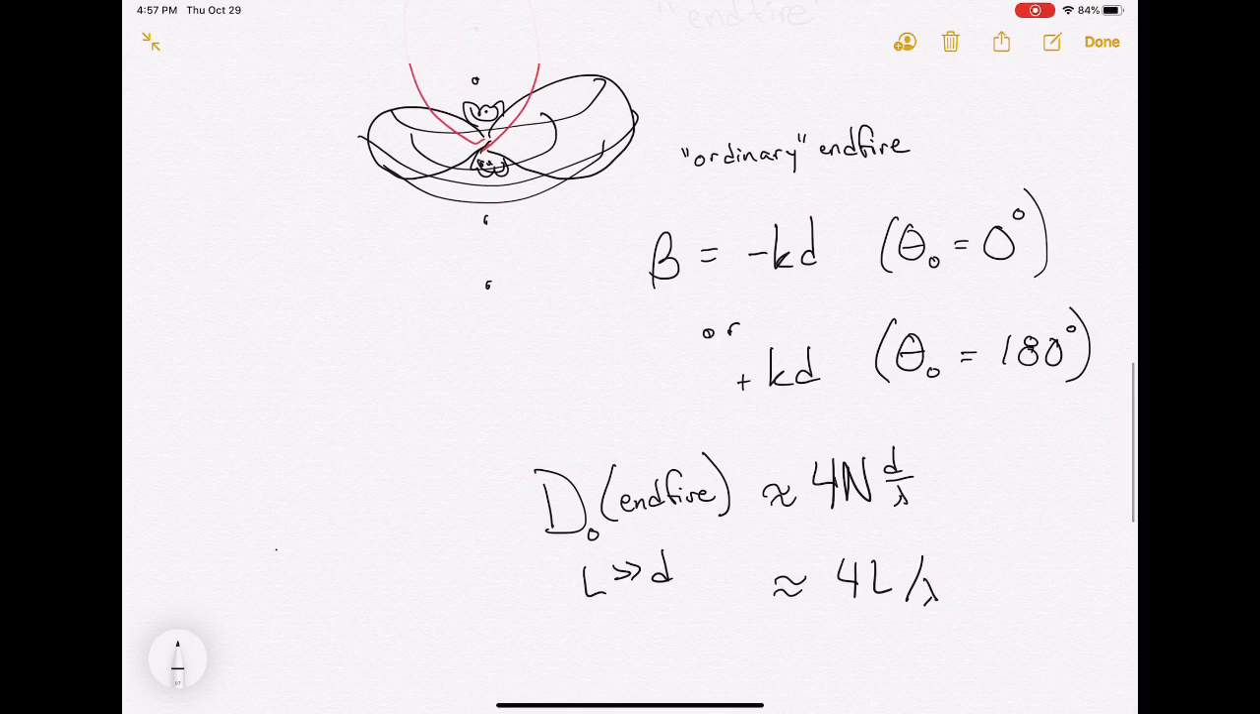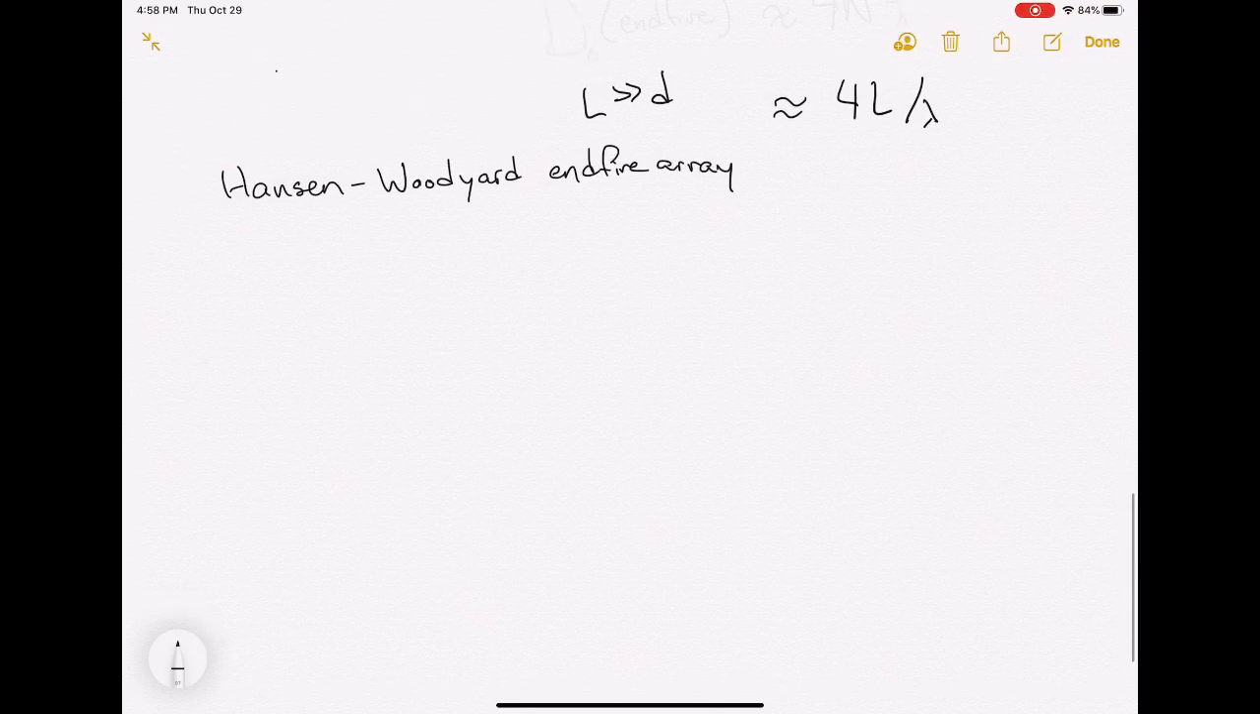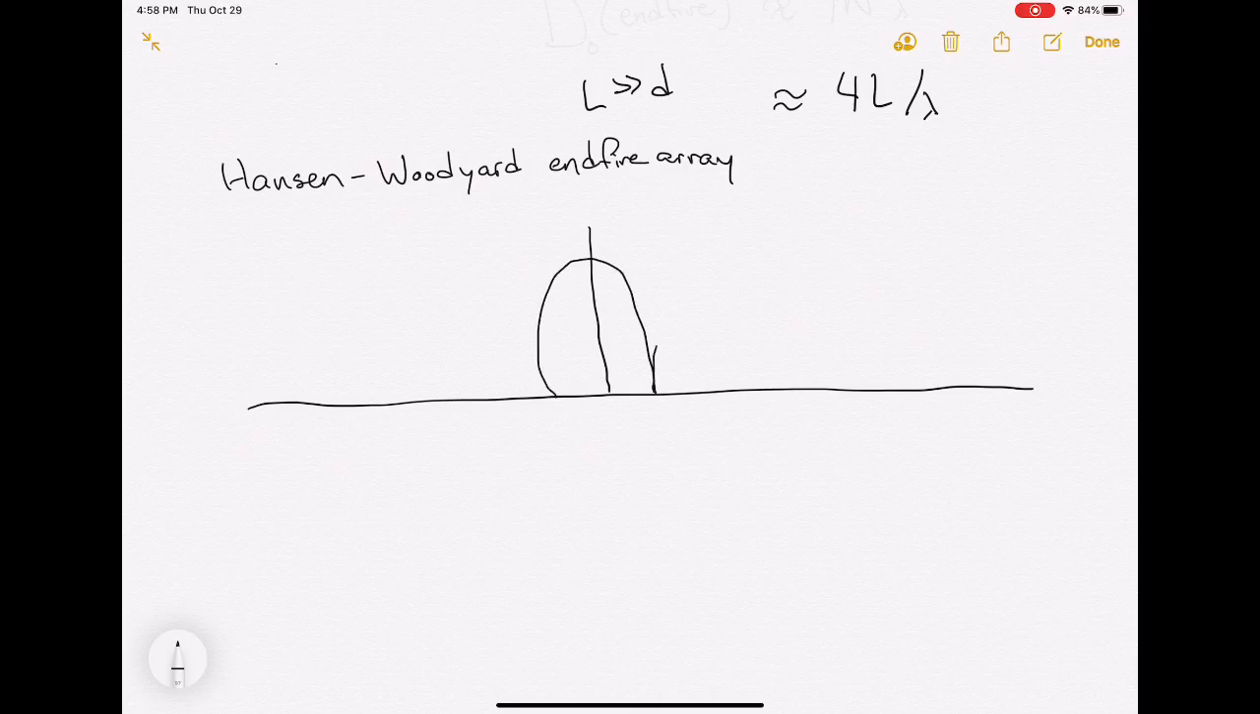There's another type of Endfire array called the Hansen-Woodyard Endfire array. The difference between this one and the ordinary Endfire array is best illustrated by going back to a Cartesian plot of the array factor.